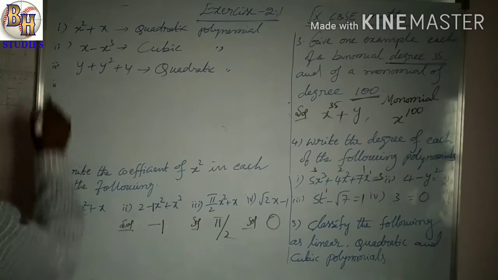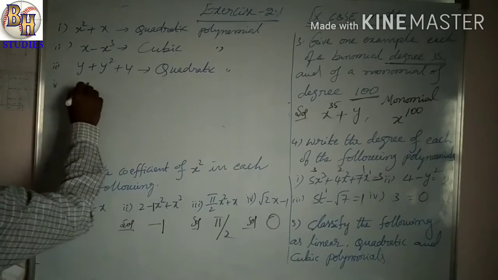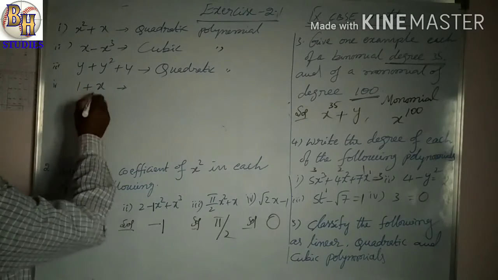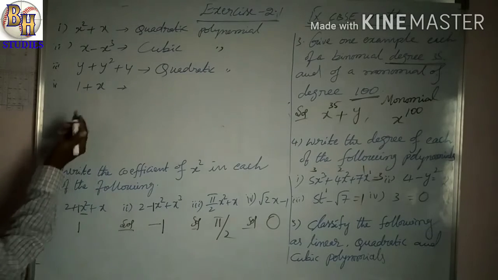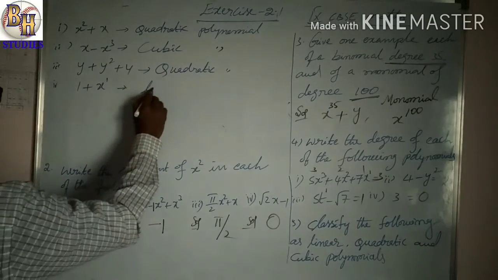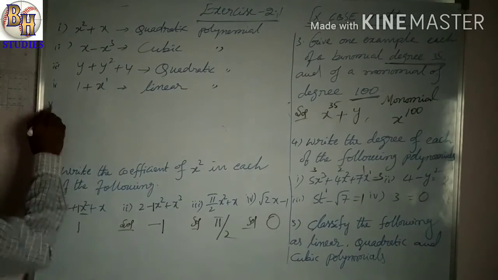Next, fourth one. 1 plus x. Which polynomial is this? Here what is the degree? Degree is 1. A first degree polynomial is called a linear polynomial. Linear polynomial. Next, fifth one.